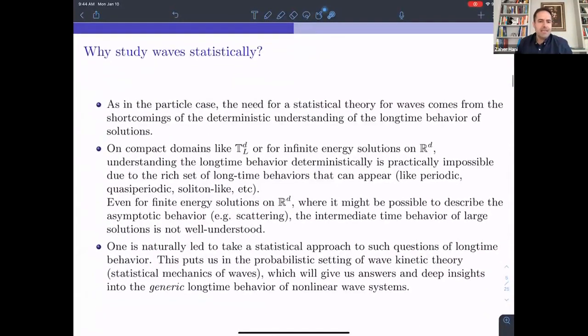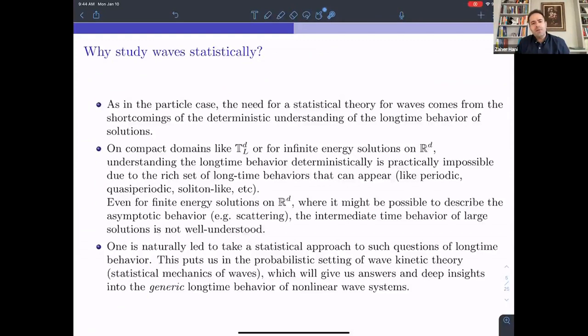Okay, so again, this is another slide preaching to the choir. Why do we need to study waves statistically? It's exactly the same as in the particle case. We need this statistical theory for waves because of the shortcomings of the deterministic theory. So these are some PDE perspectives from the point of view of developments in the field of nonlinear dispersive equations.